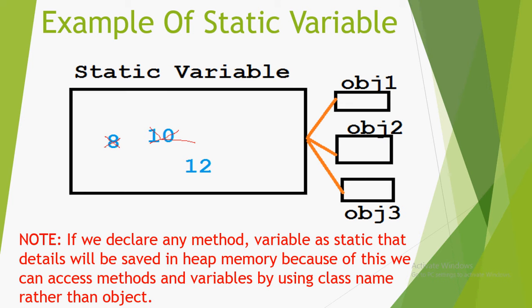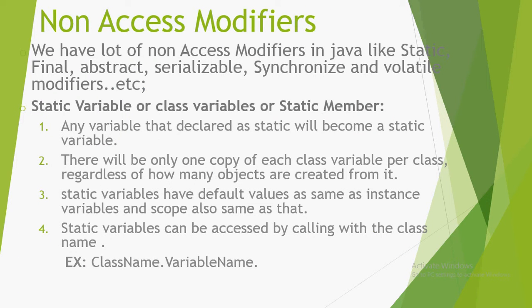If we see the note here, if we declare any method or variable as static, the details will be saved in heap memory. Because of this, we can access these methods and variables by using the class name rather than an object. Because this memory is related to the class, we can access these static variables without declaring any object. By using class name dot variable name, we can access these static variables. Static variables have default values the same as instance variables, and the scope is also the same.